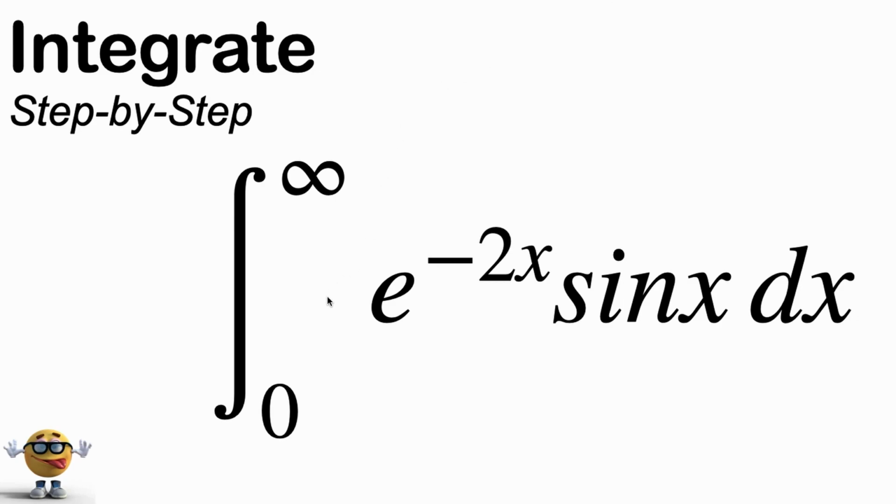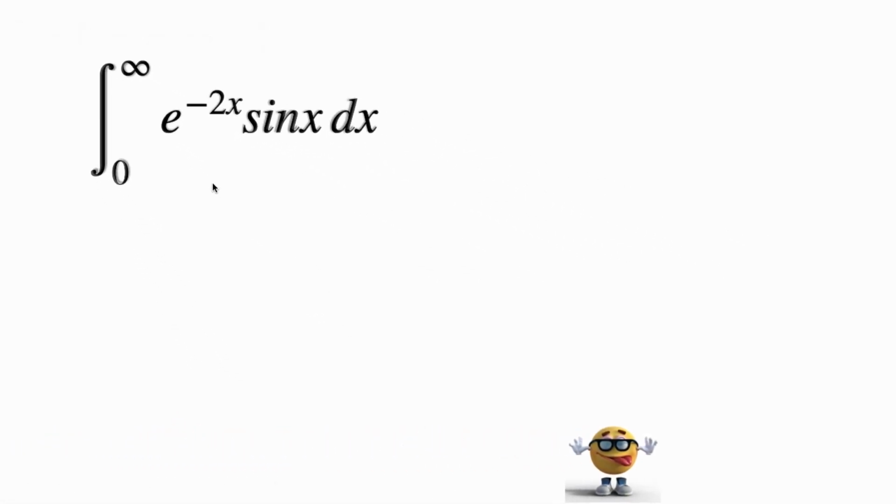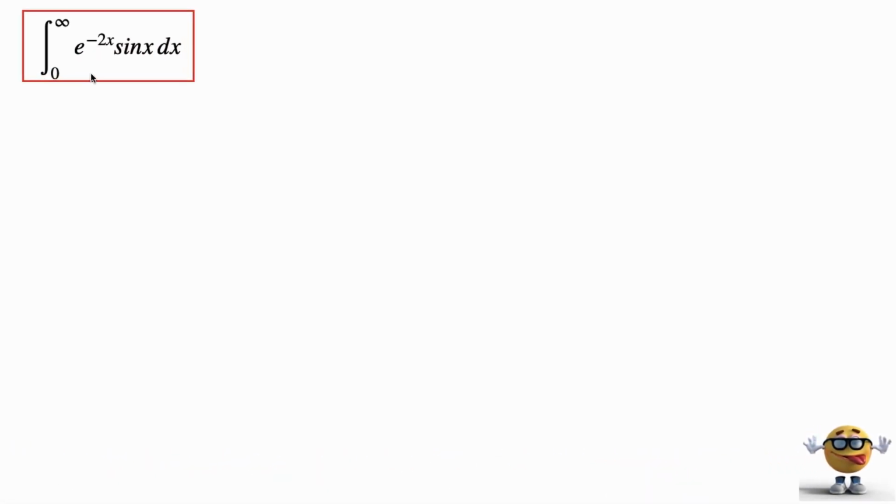My friends, we're going to evaluate the integral of e to the negative 2x sine of x from 0 to infinity, and this is my favorite method. It's the fastest way. I hope you enjoy it. We're going to do it using Euler's formula.